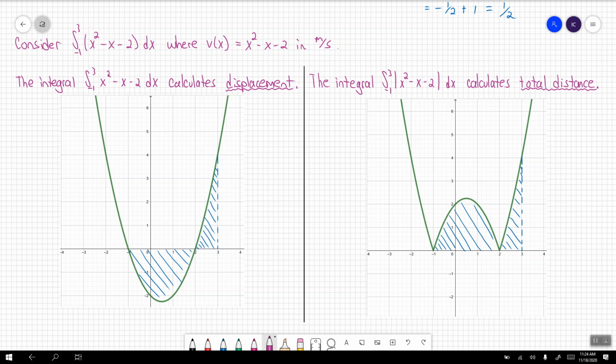We want to start observing what it means to be a displacement versus a total area or total distance covered. What we're going to do is find where this function intersects the x-axis, in other words, the x-intercepts. That way we can set up the integrals and evaluate them independently when we're talking about the absolute value of a function. So let's get into that with an example.